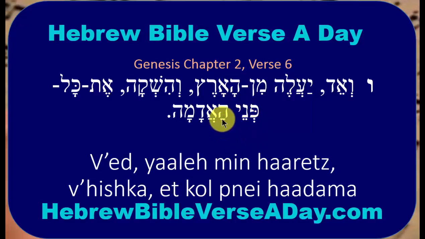And then once again, we've got a hey, like we've had a few times before, like with ha'aretz, with an a. It's a t, ha, a, da, ma, ha'adama, because all of these are an a sound. We've got the t and the straight horizontal line. We've got a hey, aleph, daled, and mem. So ha, a, da, ma. So let's just read it again very, very slowly. Ve'ed ya'aleh min ha'aretz v'hishka et kol panei ha'adama.